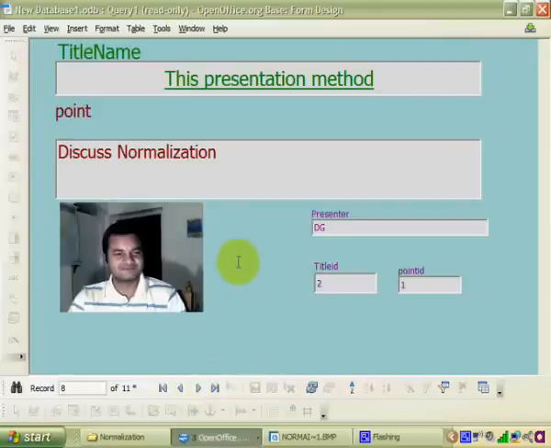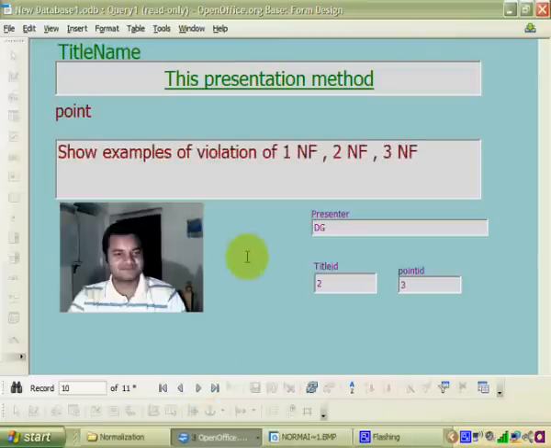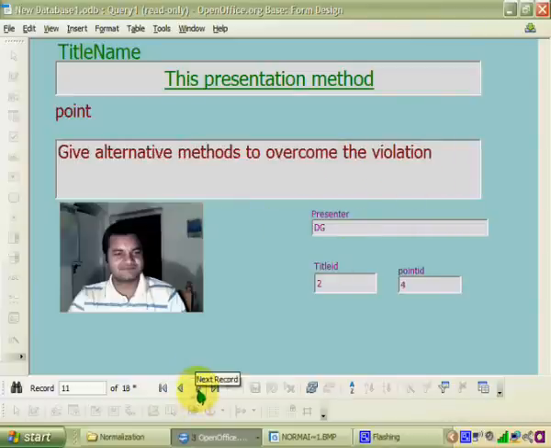So in this presentation we are going to discuss normalization, and we are going to introduce the three basic normal forms. We will not be going into the higher normal forms. We will show examples of violation of the first normal form, the second normal form, and the third normal form. And we will give alternative methods to overcome the violation.